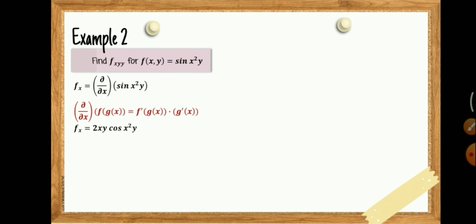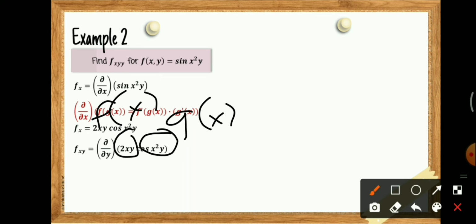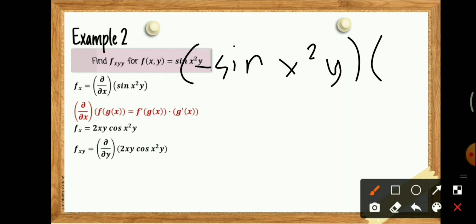Then we will differentiate this function with respect to y. So let us first differentiate the second function. This is the f of x, and this is the g of x, the second function. So the derivative of cosine is negative sine. So I am using the chain rule in finding the derivative of cosine x squared y.